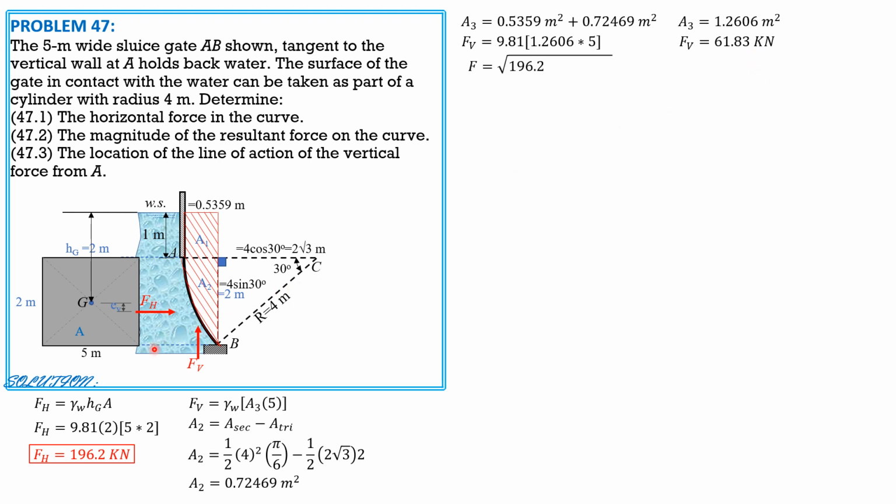So the magnitude of the resultant force is the square root of Fh squared plus Fv squared. So F is equal to 205.7 kilonewtons. For problem 47.3, we use the principle that the resultant force F passes through the center of the circular arc or circular curve, and the distance of Fv from A, we will define as x, as shown in this figure here.